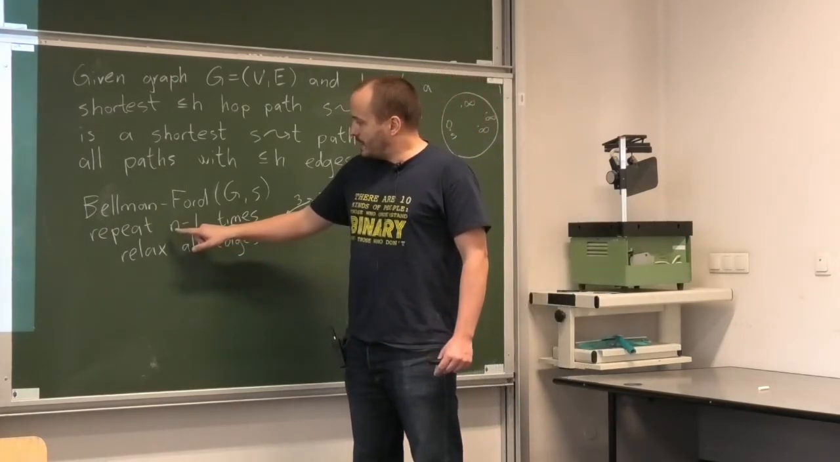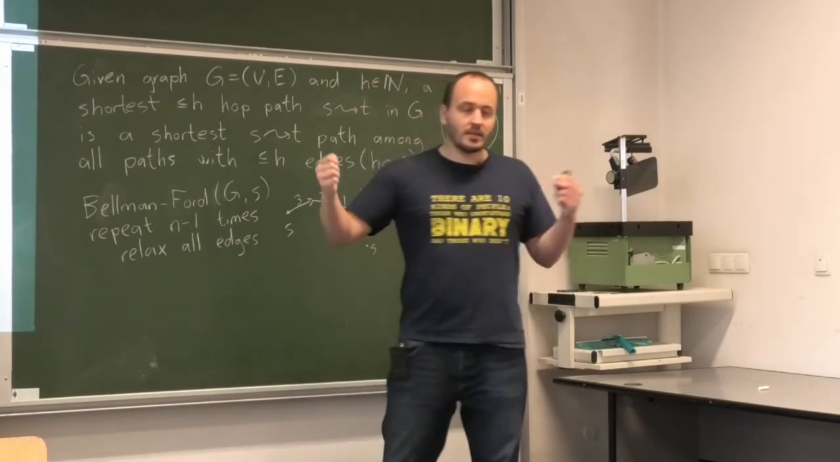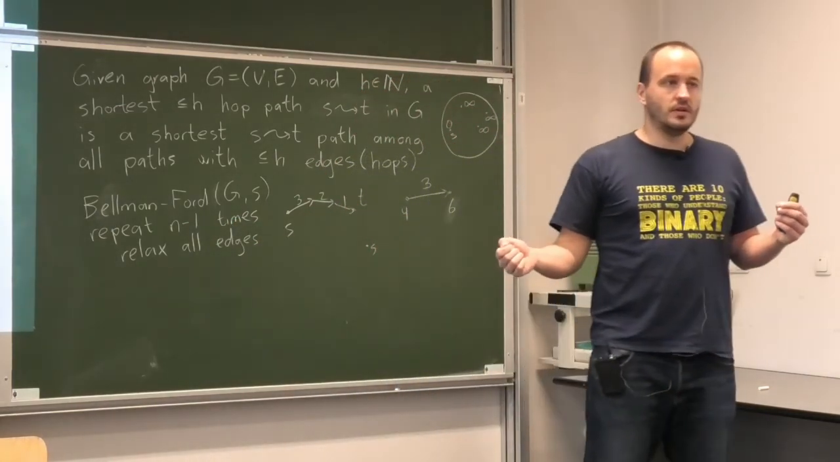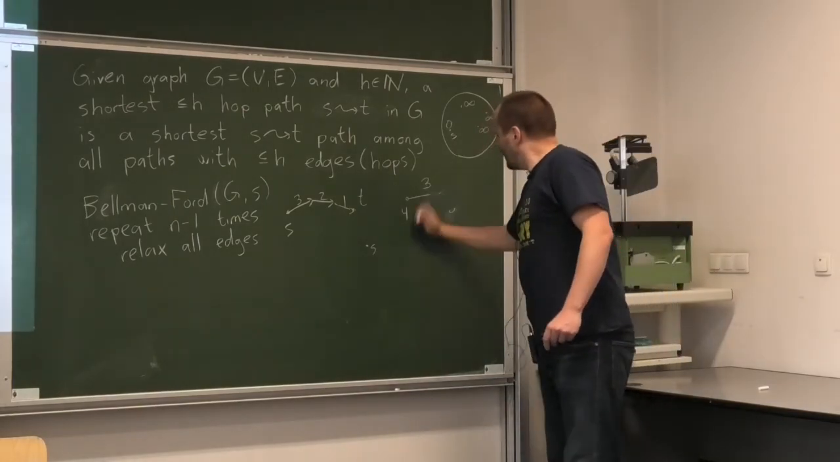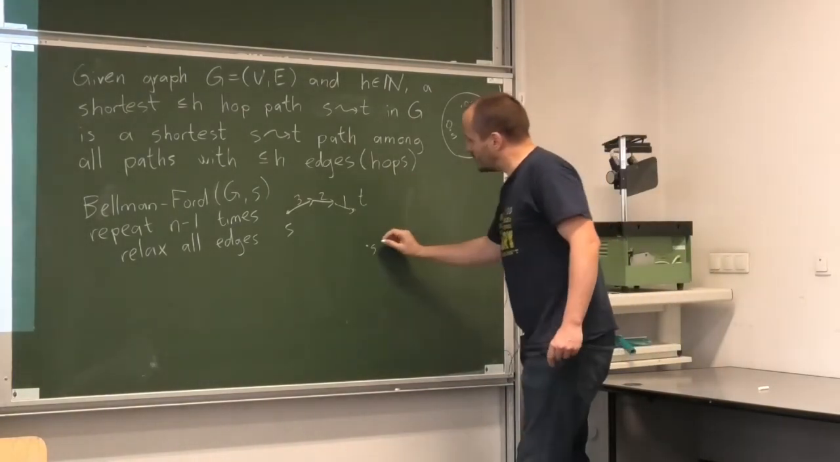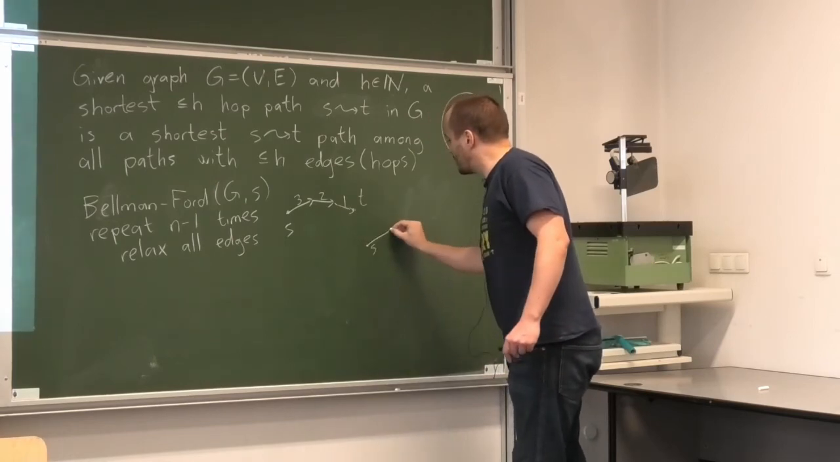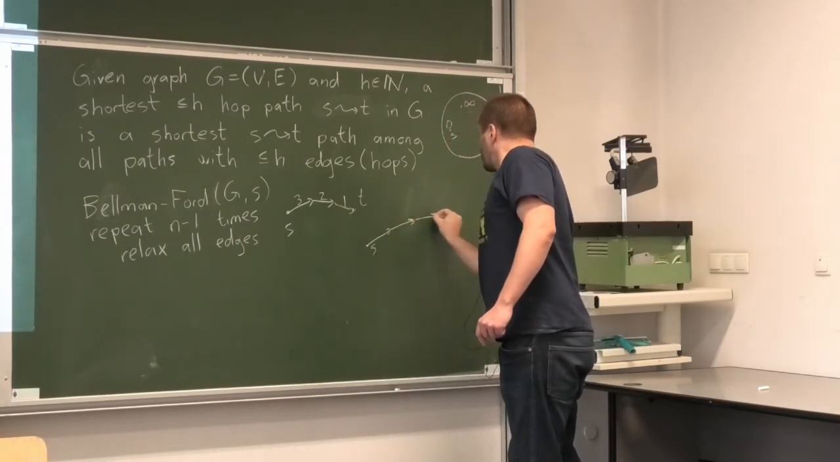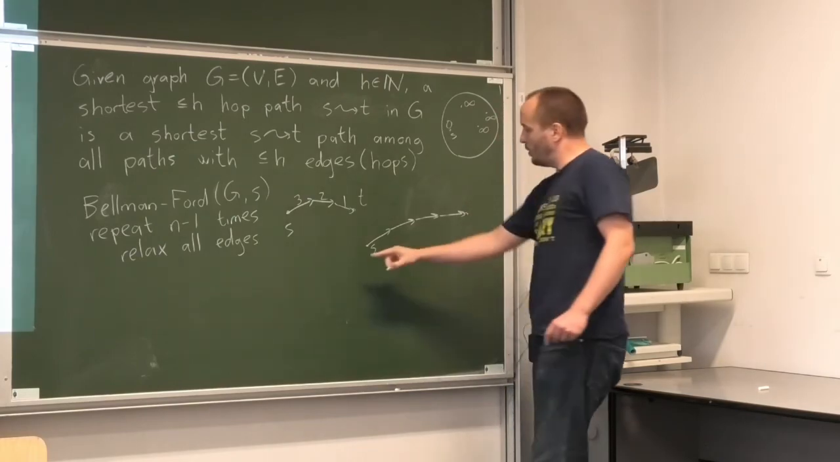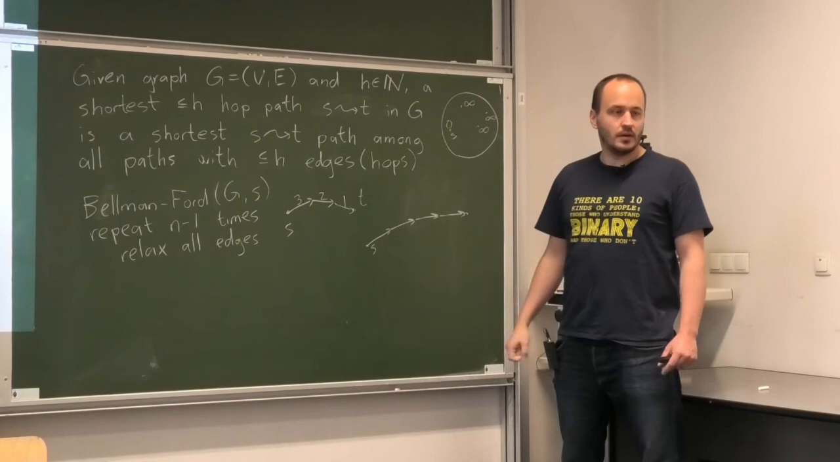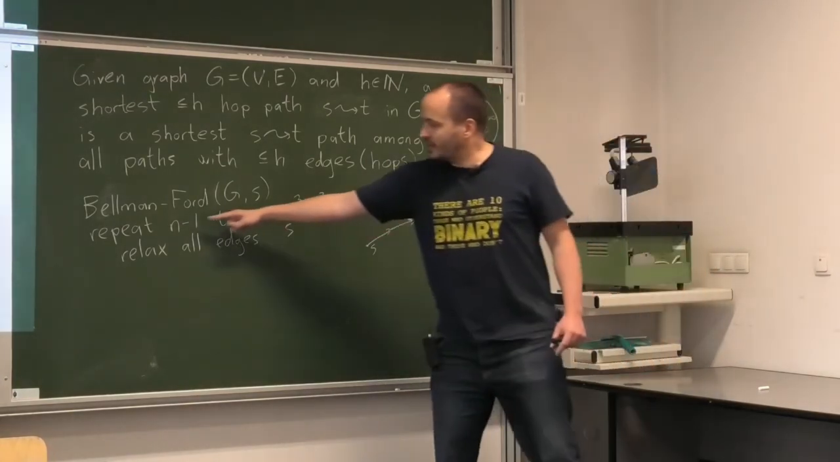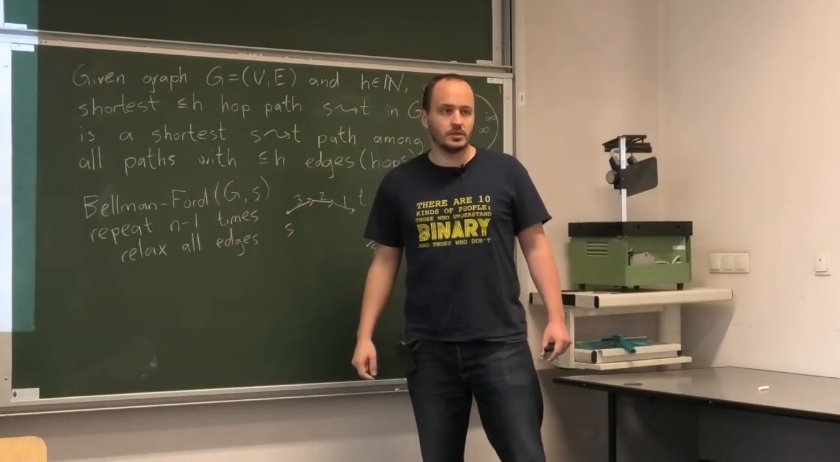So basically, this n minus 1 comes in because that's the largest number of hops you can have in a simple shortest path, right? In the worst case, or in the most extreme case, your shortest path is just one long path containing all the vertices of your graph. So there are n minus 1 edges on this path. And that's why you need to repeat this n minus 1 times.